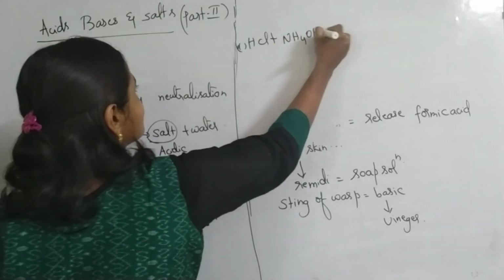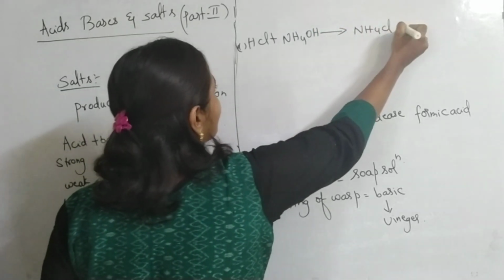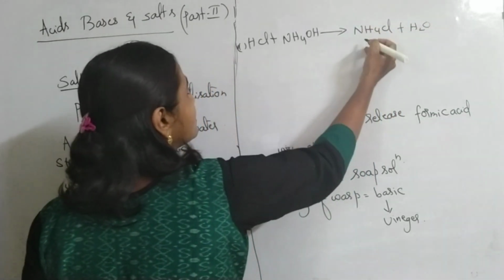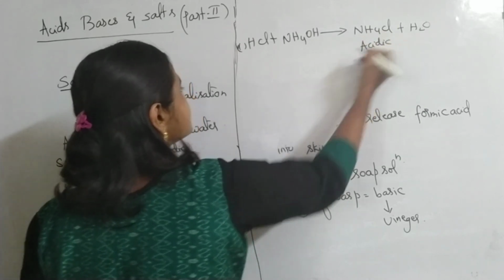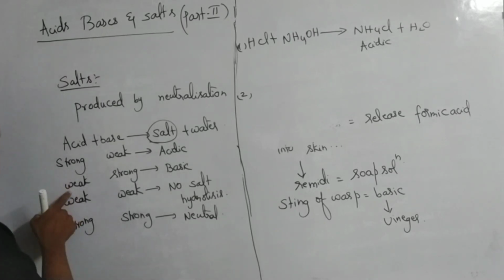NH4OH means ammonium hydroxide. Then you will be getting NH4Cl plus H2O. The so formed salt is what? Acidic salt.